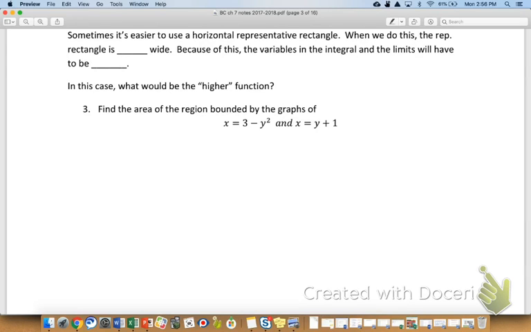This one's a little bit weird for sure. It says sometimes it's easier to use a horizontal rectangle, unlike the video where I used verticals and we just used vertical. When we do this, the representative rectangle would be dy wide. I'll show you an illustration of this. Because of this, the variables in the integral and the limits have to all be y's, right? So dy or dx is really what tells all of your variables and numbers what they have to be. And so let's graph this, then we can talk about what the higher function is and all that good stuff.